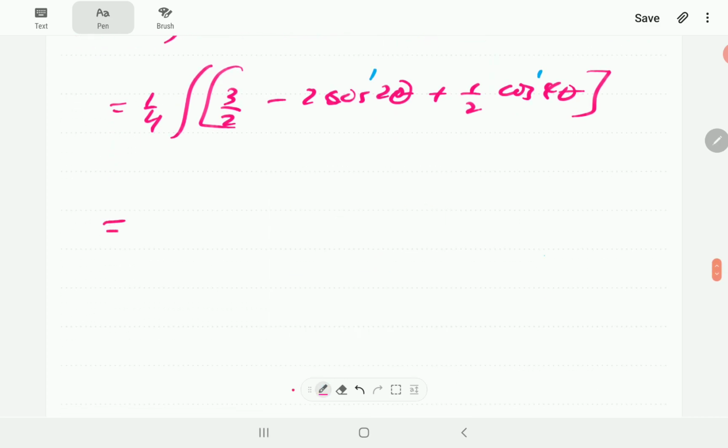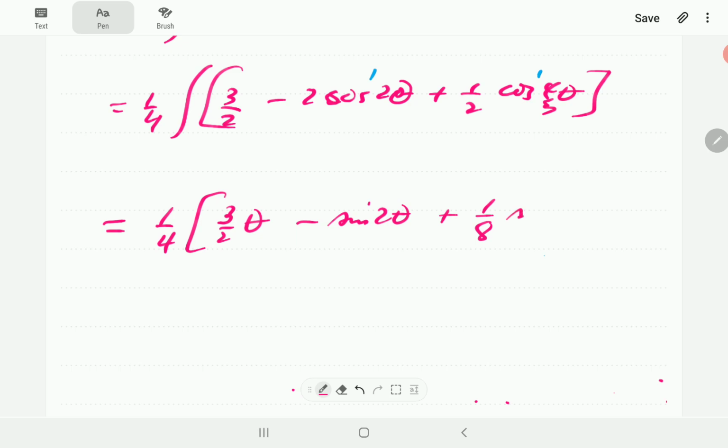So if we do that, the first term is going to be 3/2 theta. This one is just going to be sine 2 theta, and this one is going to be 1/8, because we're going to have to divide by that 4 there, sine 4 theta, and then plus c.